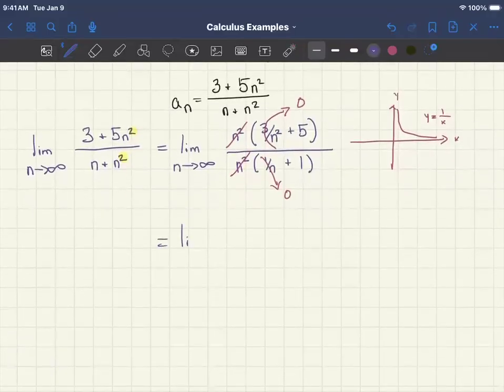So at this point, we've taken our limit. We are left with 5 in the numerator, 1 in the denominator, which is a lovely little number 5 as our solution.